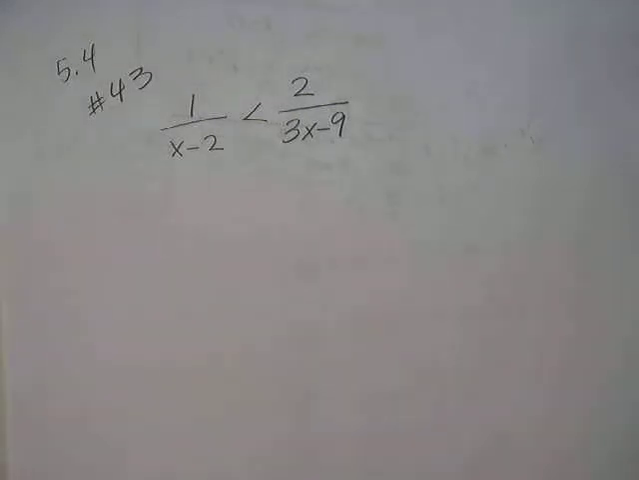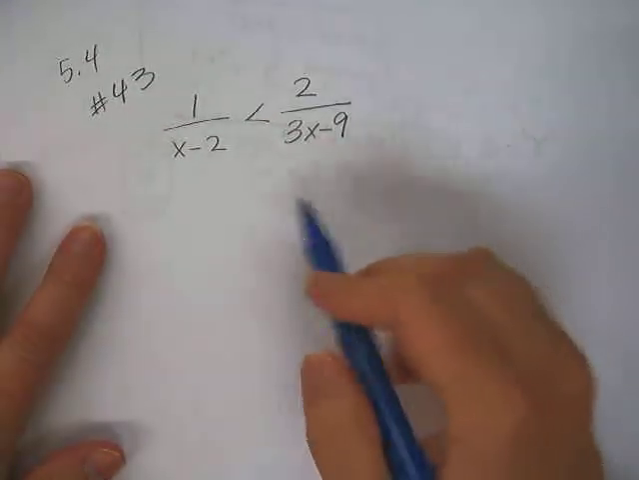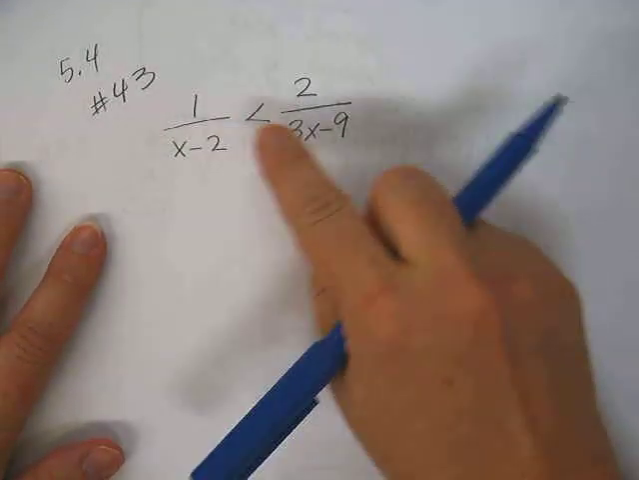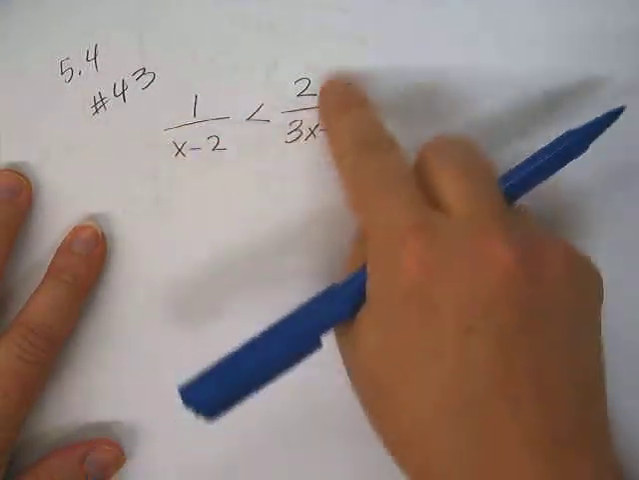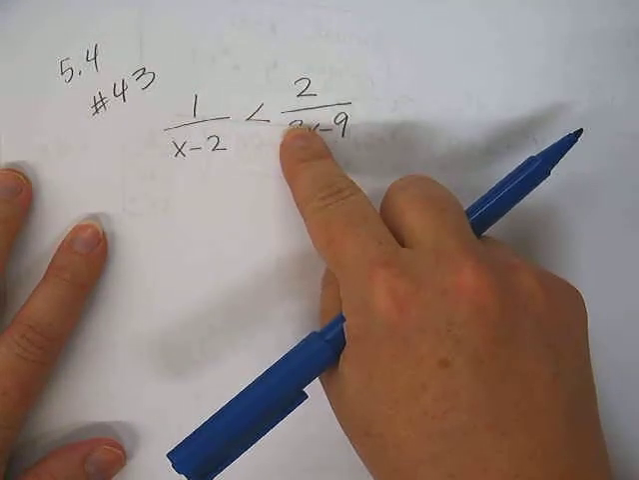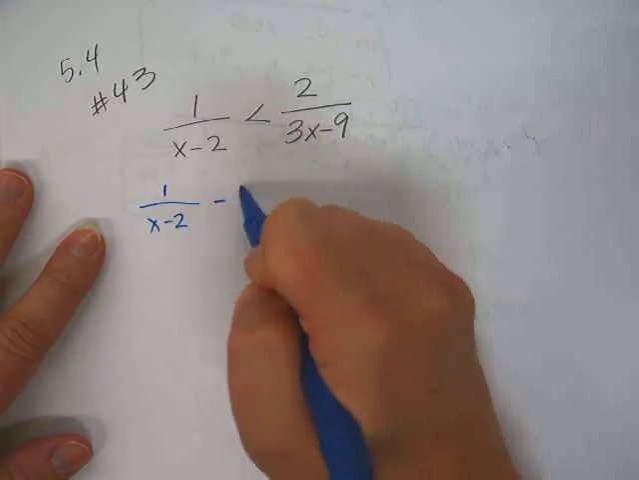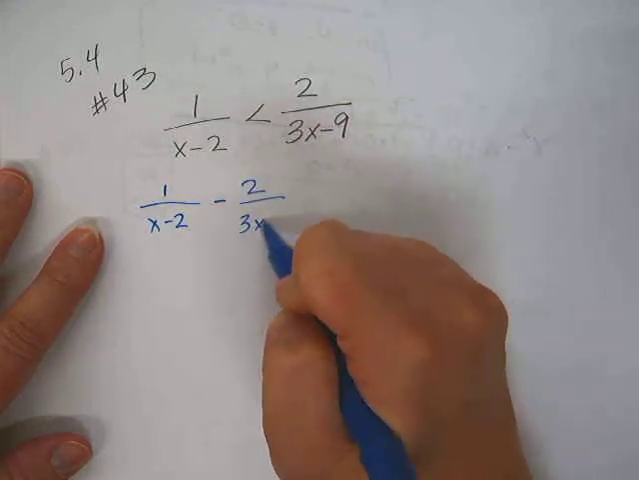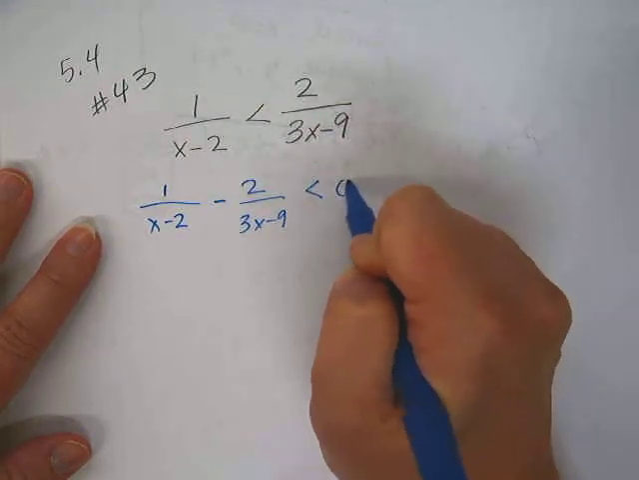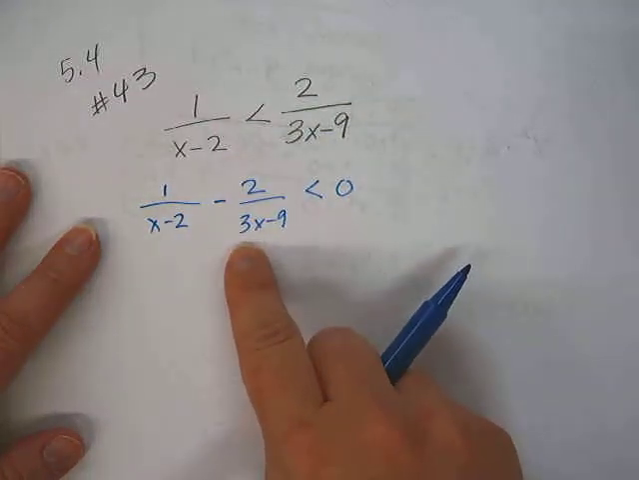So we're doing question 43 on section 5.4. We're solving inequalities. The first step is we have to have a fraction on this side with 0 on this side. That's the hard part. So we're going to move this part over. And there's 0, but the problem is this is not a single fraction.